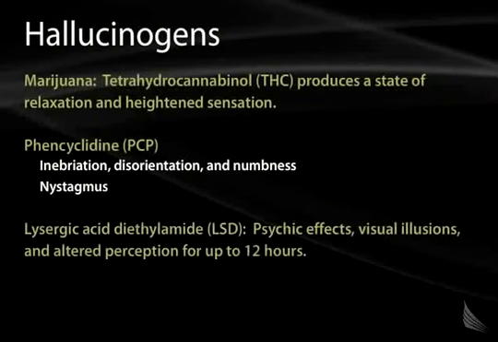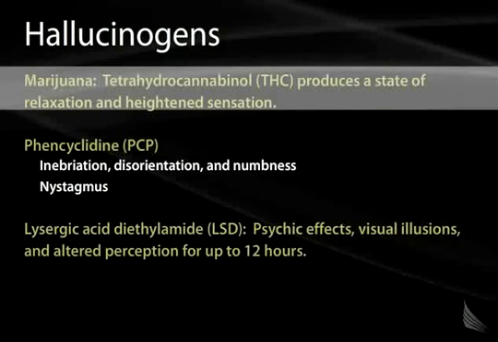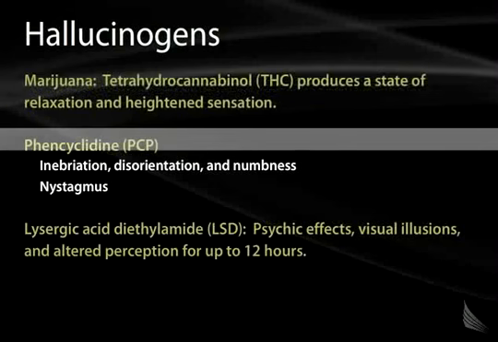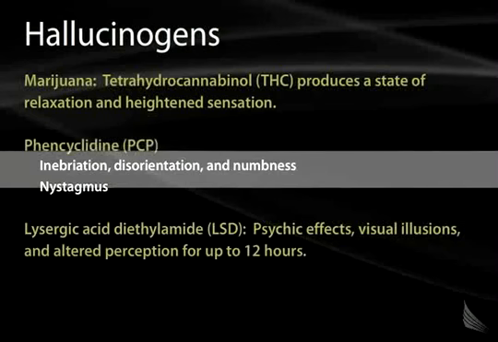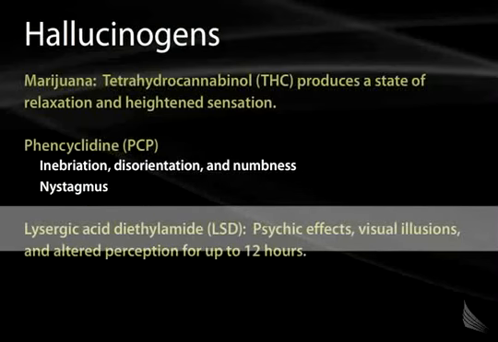There are various hallucinogens that people have experimented with over the years. This includes marijuana, which produces a state of relaxation and heightened sensation, phencyclidine, or PCP. This produces effects similar to inebriation, with the patients complaining of disorientation and numbness, and LSD. This LSD produces numerous psychic effects, including visual illusions and altered perception for up to 12 hours.